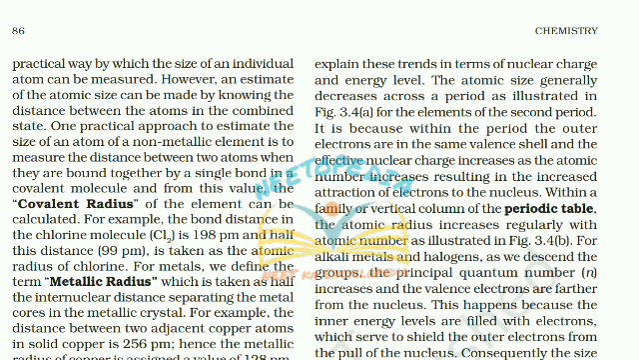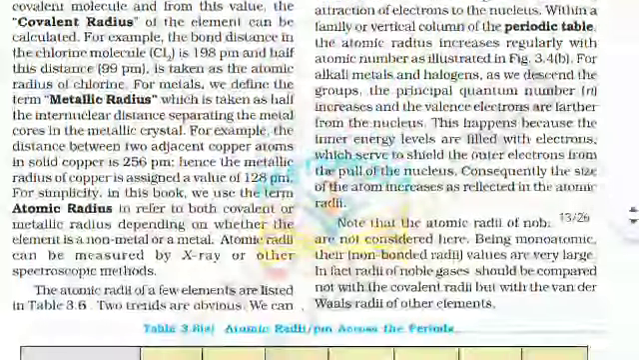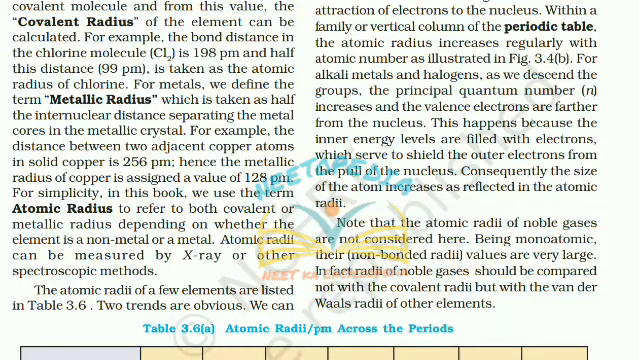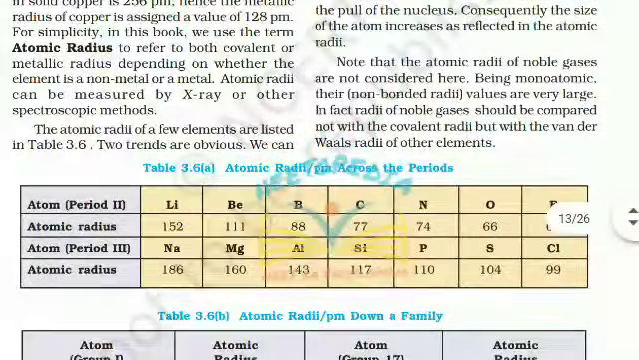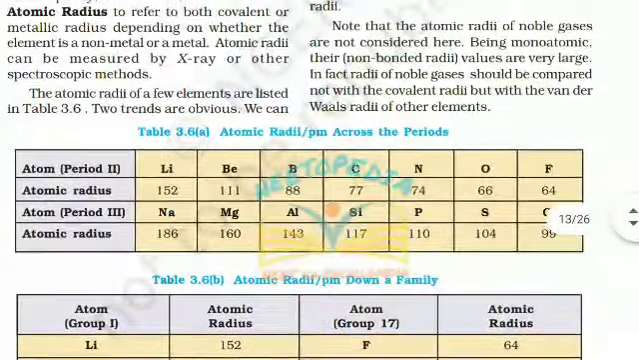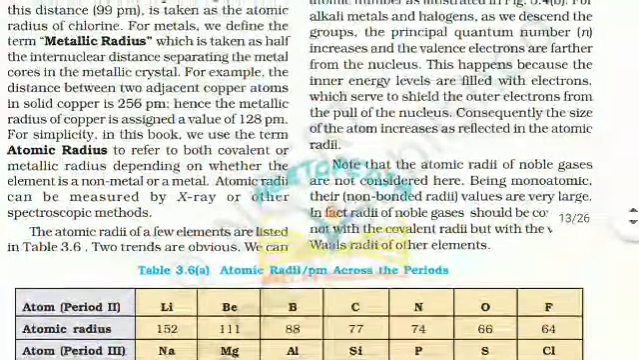For metals, we define the term metallic radius, which is taken as half of the internuclear distance separating the metal cores in the metallic crystal. For example, the distance between two adjacent copper atoms in solid copper is 256 picometer. Here, the metallic radius of copper is assigned the value of 128 picometer. For simplicity, in this book, we use the term atomic radius to refer to both covalent and metallic radius, depending on whether the element is non-metal or metal. Atomic radii can be measured by X-ray or other spectroscopic methods. The atomic radii of a few elements are listed in Table 3.6.